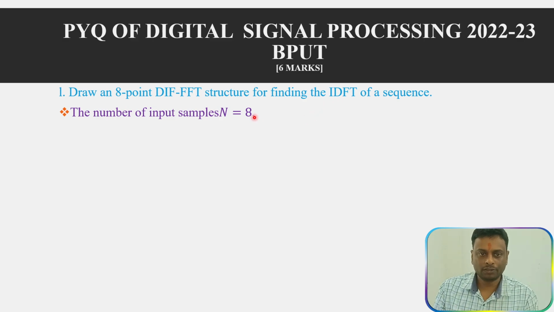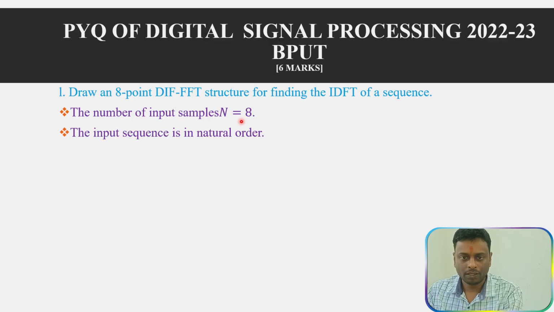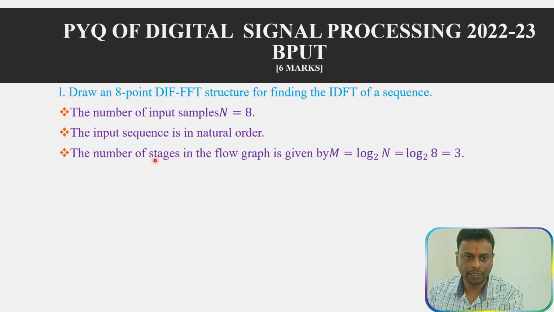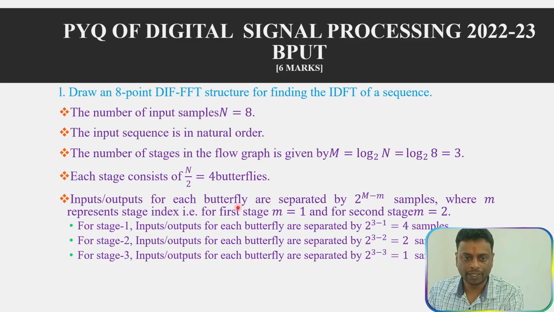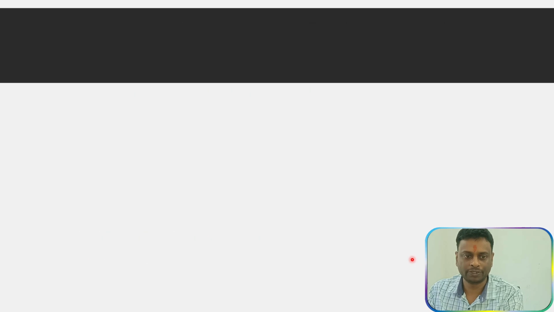In case of DIF FFT, the number of input samples is 8, and the input sequence is in natural order. The number of stages of the flow graph is given by the formula. Each stage consists of n by 2 butterflies. Input and output are separated by 2 to the power m minus m samples, where m is the stage index. So m equal to 1 for stage 1. So input and outputs are separated by 2 to the power of 3 minus 1, that will be 4 samples in stage 1. In stage 2 we have 2 samples, and in stage 3 the input and output of each butterfly are separated by only 1 sample.